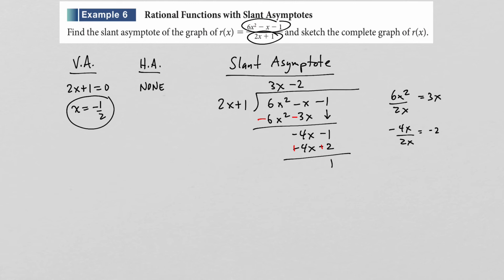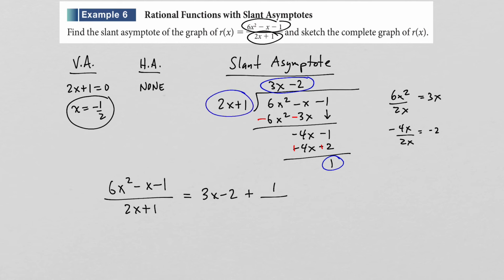So what we know is that the function (6x² - x - 1)/(2x + 1) is equal to, so now we take the quotient, which is 3x - 2, plus the remainder, which is 1, over the original divisor, which is 2x + 1.